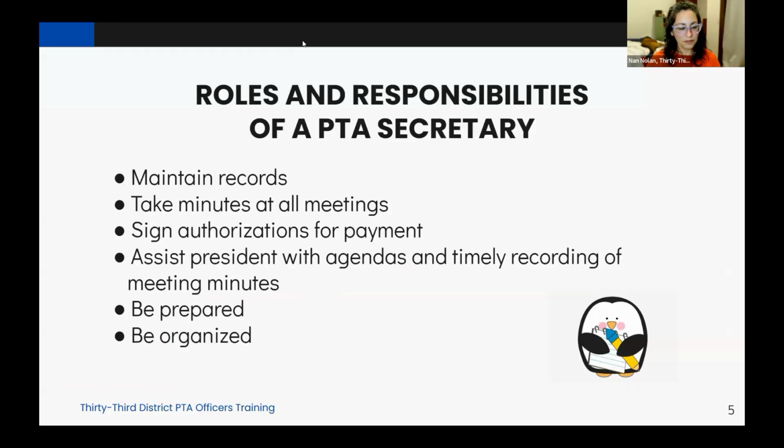We have the roles and responsibilities of the PTA secretary. Your job would be to maintain records, to take minutes at all meetings, to sign authorizations for payment, to assist the president with agendas and recording of the minutes, and to be prepared and organized. The signing of the payment authorizations, you're not just signing them carte blanche. By signing them, you are becoming aware that you are going to embed that information into your minutes. The information would be the check number, the amount, the payee, the reason why they're writing the check, and the line item or budget number.